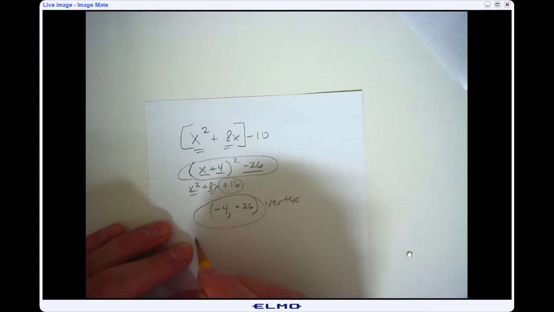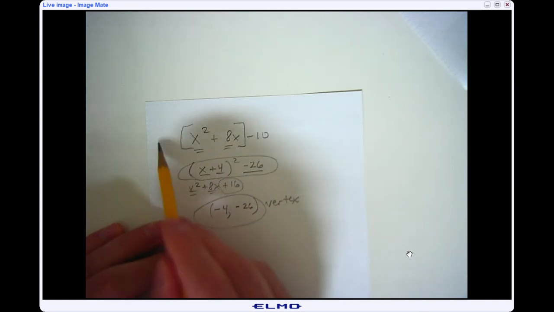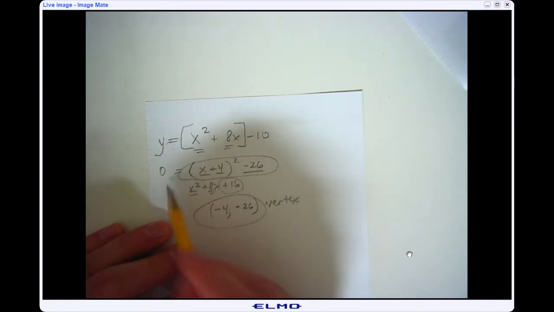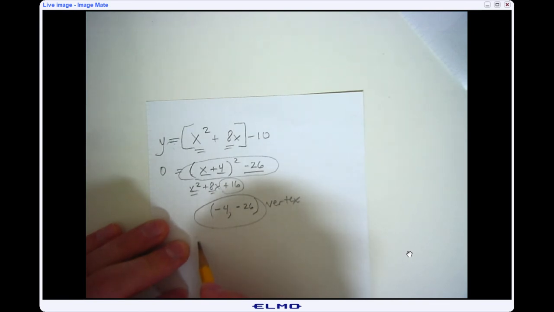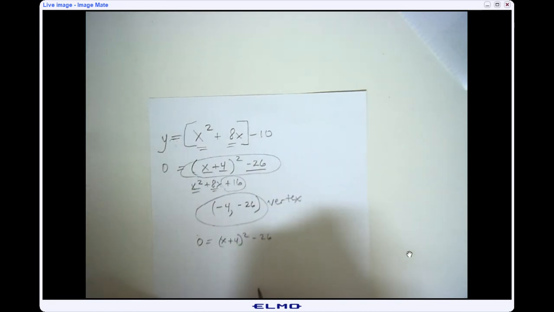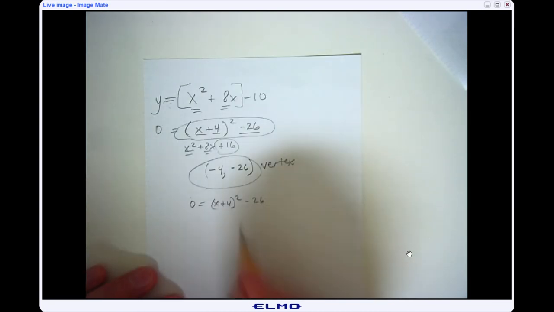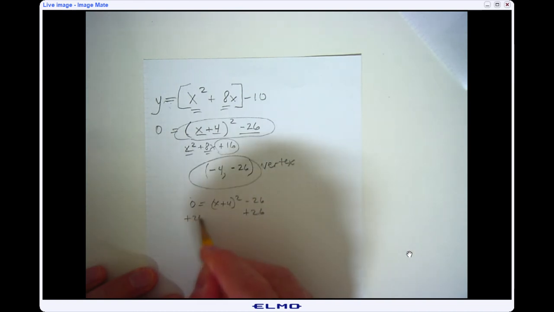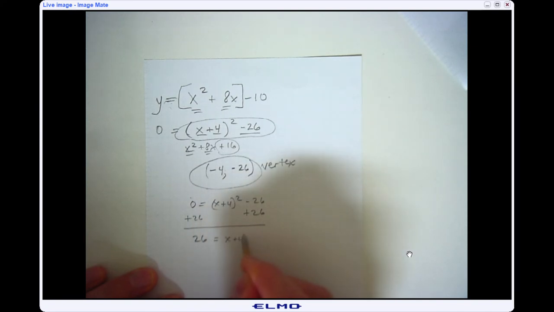To find the roots, what you would do is, if this is y equals, a traditional equation, if I make the y equal to 0, I'm just finding the x-intercepts or the roots. So if I go ahead and do that, I have 0 equals x plus 4 squared minus 26. So if I'm going to go ahead and backtrack this, I'm going to add 26 to both sides first to move that over. Now I have 26 equals x plus 4 squared.